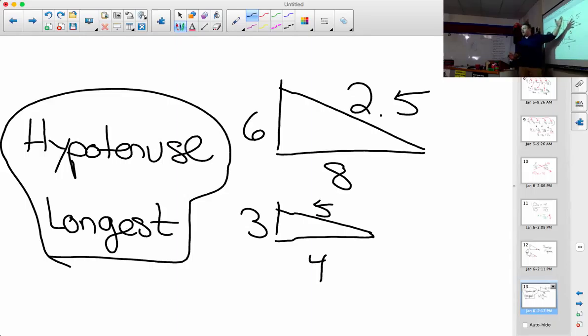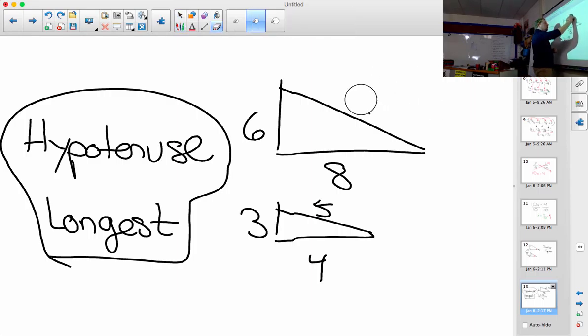Is that right? No. I think we might be a little off. Maybe we went in the wrong direction. Okay, what would it be? Millie. It would be 10. Okay, but we've got some good things happening here. Yeah, it's 10.